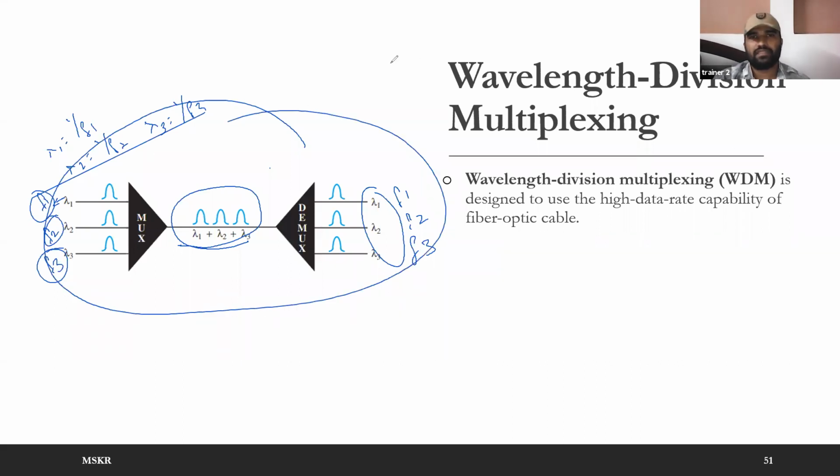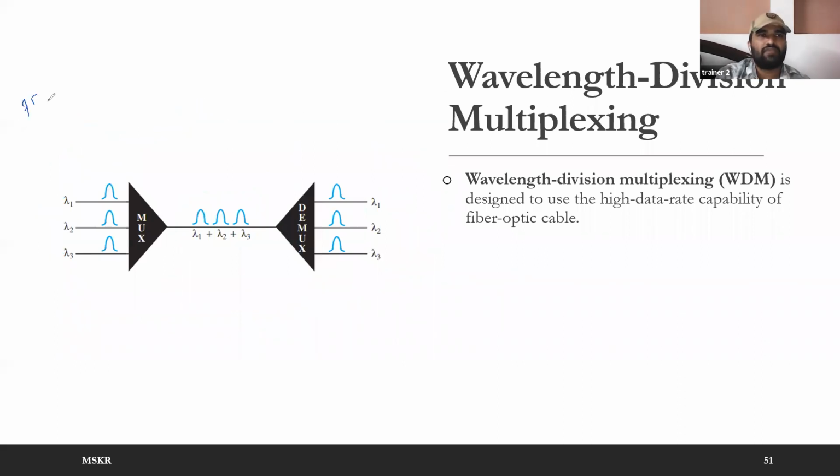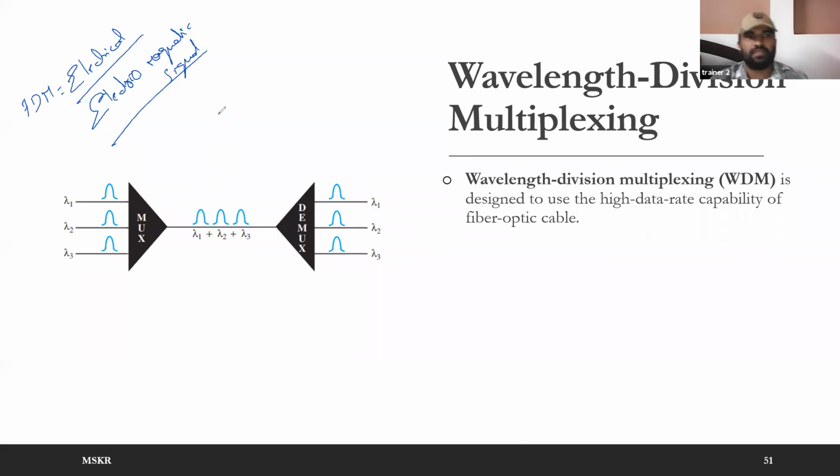So the previous technique, frequency division multiplexing, FDM, is suitable for electrical and electromagnetic signals. So when you are using electrical or electromagnetic signals as your communication signals, then you can go with FDM. But when you are using light waves, which are actually high frequency signals in the same spectrum, then you are going to use WDM.